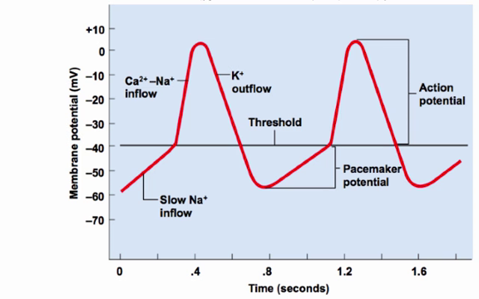The cells of the SA node can do this because they don't have a stable resting membrane potential. There's a slow inflow of sodium ions that causes the membrane potentials to go up from resting to about negative 60 millivolts. This gradual depolarization is called the pacemaker potential.